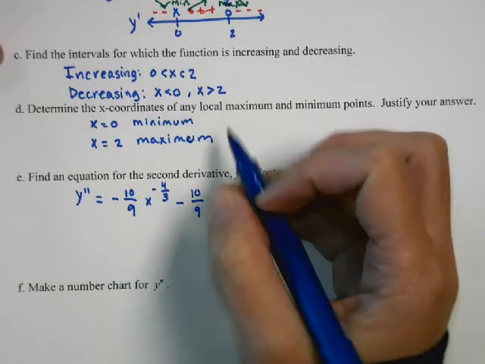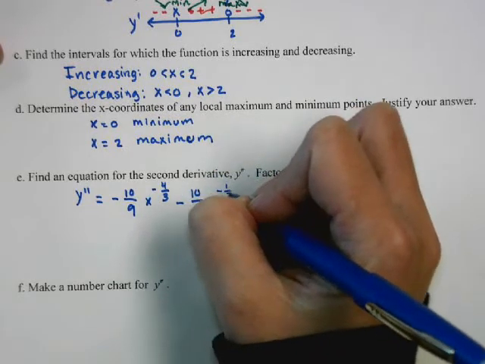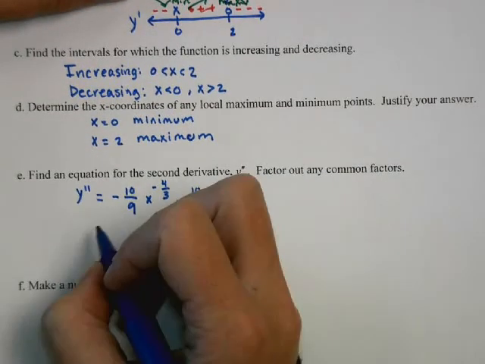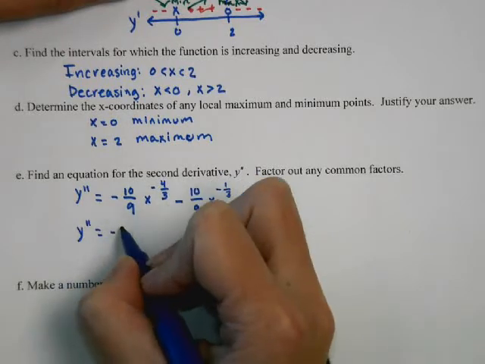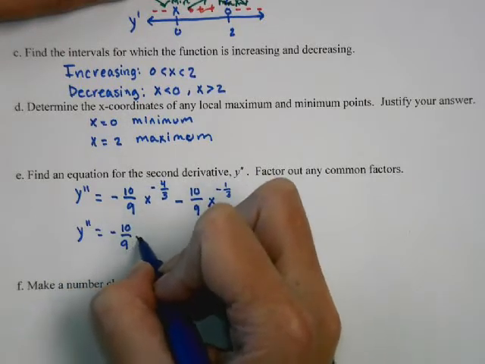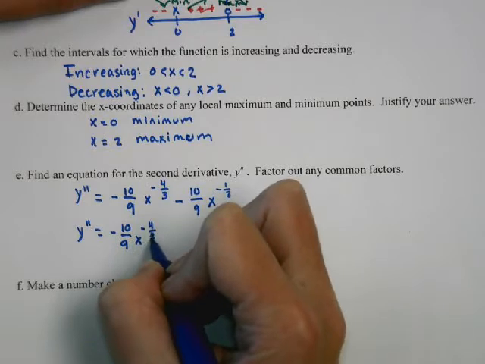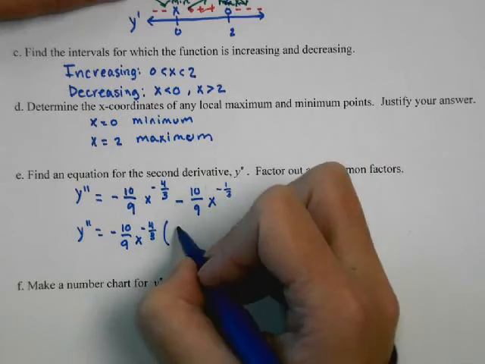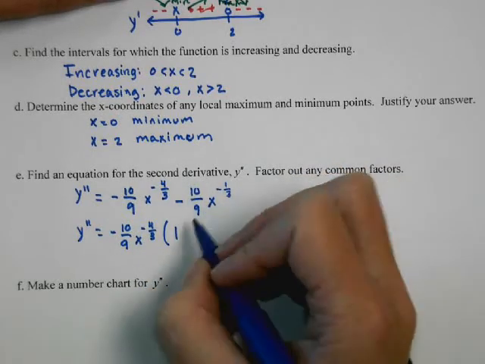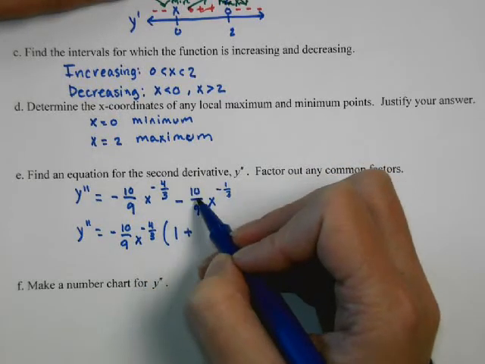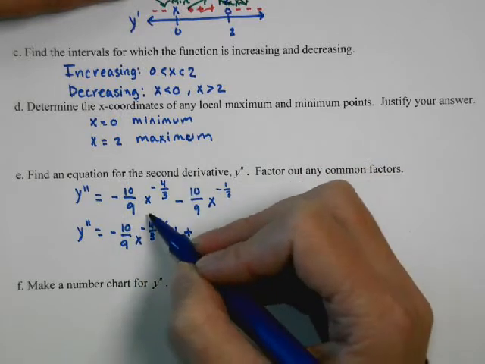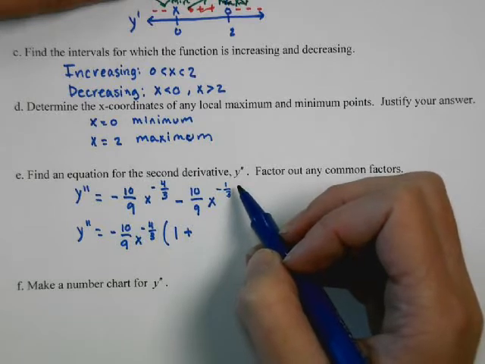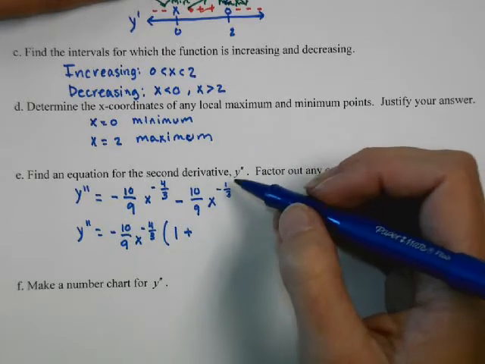I'm again going to factor out the biggest thing I can, which is going to be a negative 10 ninths, x to the negative 4/3, that's the smallest power. In this term, that leaves me with 1. In this term, we pulled out a negative 10 ninths, and then we pulled out a negative 4/3. So we're going to have a negative 1/3 minus a negative 4/3. So that's a negative 1/3 plus 4/3, which would be 3/3, which is just 1.